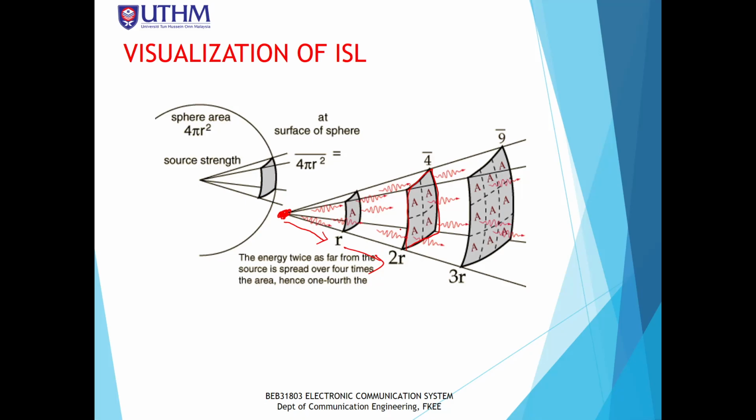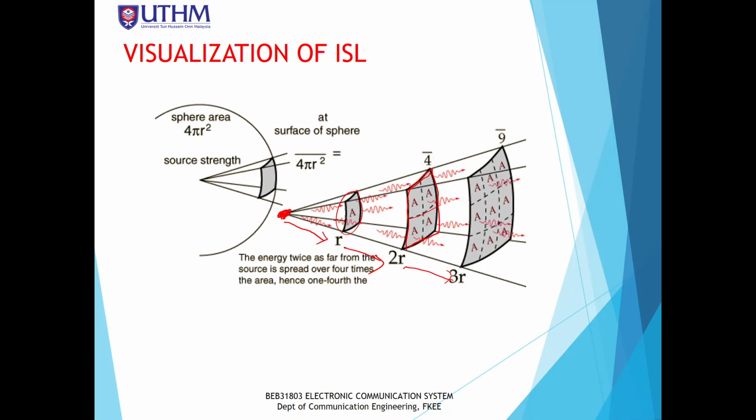Luas kawasan menjadi 4 kali ganda, because it is R square. So it is 4 times. So the area becomes 4 times, 4 kali ganda lebih besar. And when we move until 3R, the area becomes 9 times from the previous one, from A here. So luas kawasan menjadi 9 kali ganda berbanding jarak daripada R.